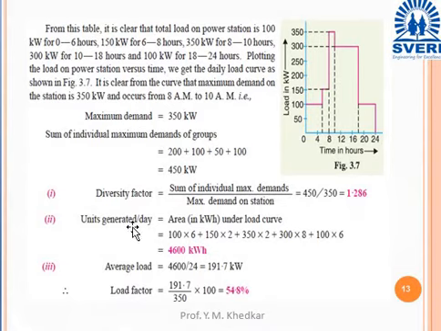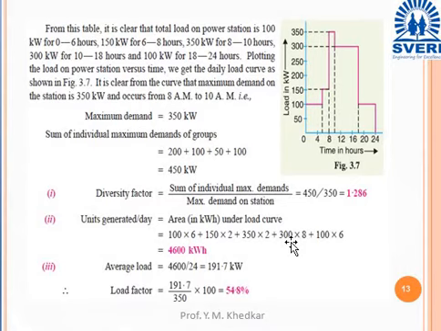Then units generated per day. To calculate units generated per day we will have to refer to the previous figure, the load curve, and we need to calculate the area under the load curve. Here you can see we have not taken 10 raised to 3 as a multiplying factor because the load is provided in kilowatt. So we need not convert from megawatt to kilowatt because the load itself is mentioned in kilowatt.